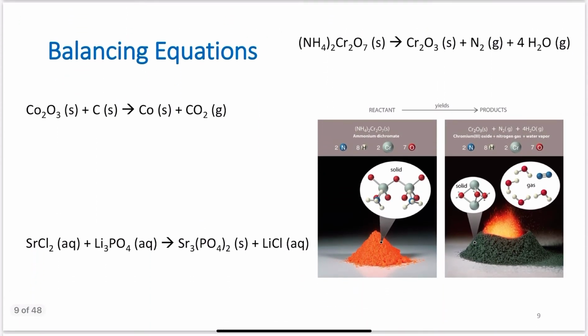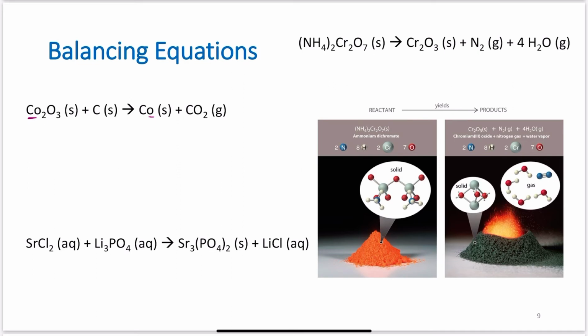Okay, let's look at a few more examples. We've got Co2O3 reacting with carbon. So this is cobalt, by the way. Reacting with carbon, producing Co, that is a lowercase o, so that is cobalt, plus CO2.